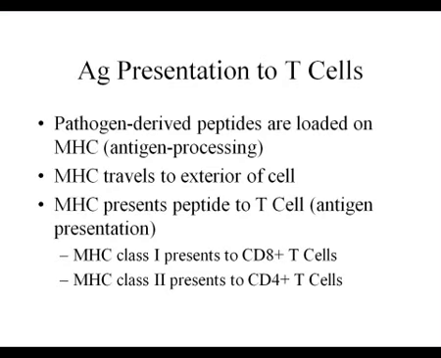Okay, so when antigen is presented to T cells, it starts with pathogen-derived peptides, which get loaded onto MHC. That process is termed antigen processing, and then the MHC travels to the exterior of the cell, and the MHC presents peptides to the T cells. It's called antigen presentation or MHC restriction, in that T cells are restricted from recognizing peptide unless it is bound to MHC. So we know that MHC class 1 presents to CD8 positive T cells exclusively, and MHC class 2 presents to CD4 positive T cells.